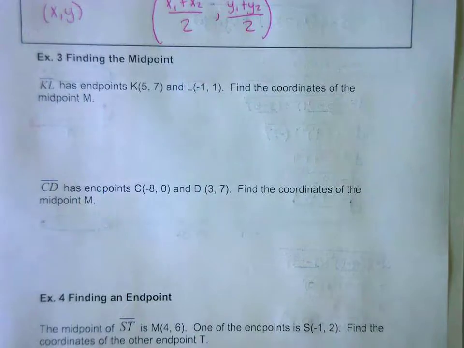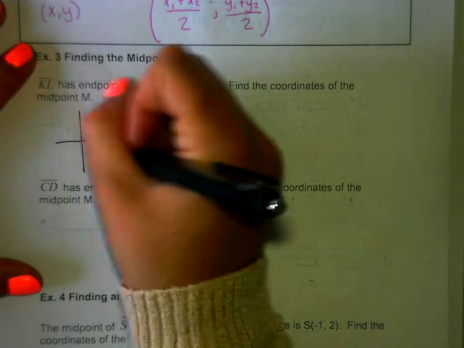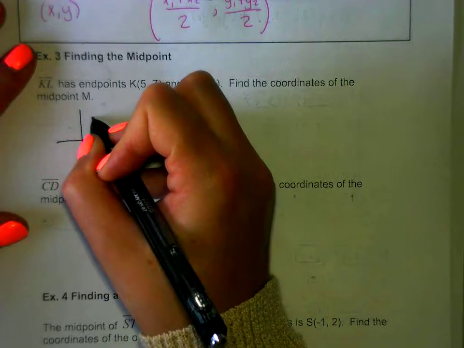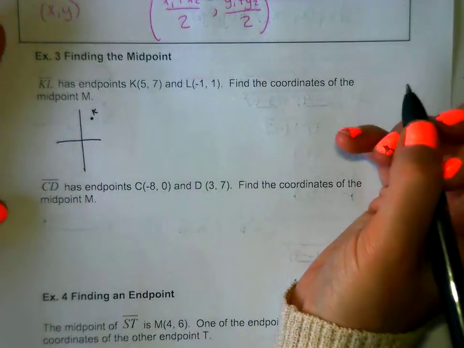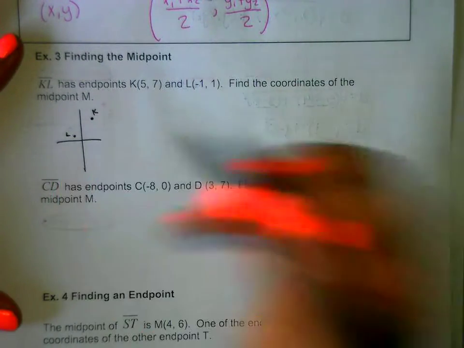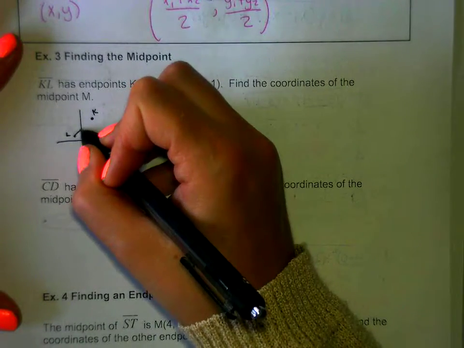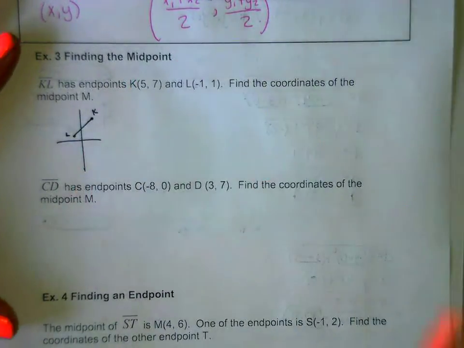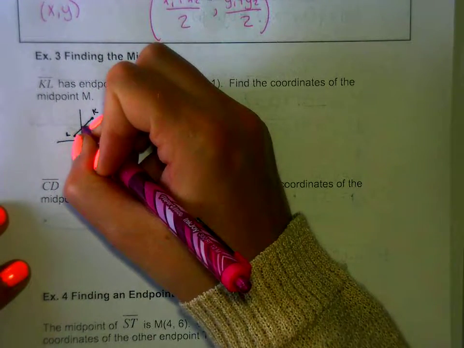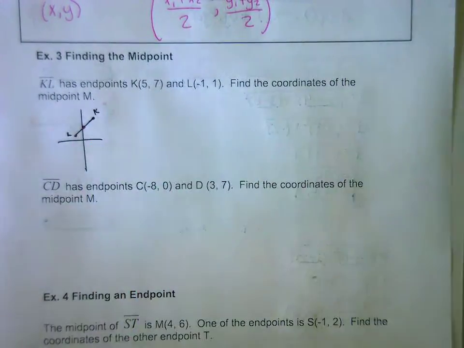So I have endpoints K and L. If I quickly do a little sketch on a coordinate plane, K is at 5, 7. So positive 5, positive 7. So here's my K. L is at -1, 1. So L is about right here. So that is the segment I'm dealing with, but I want to find the midpoint, so the center of it. The center is going to be somewhere in here. So I want to find what that point is.